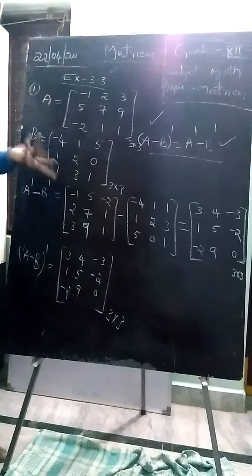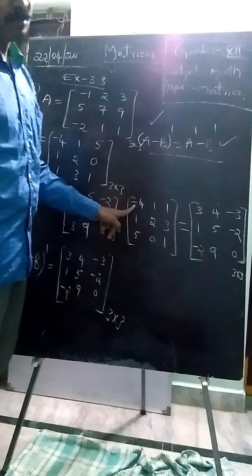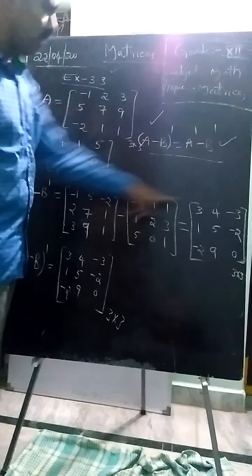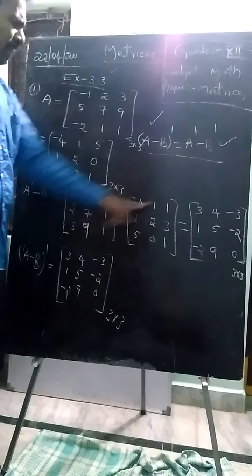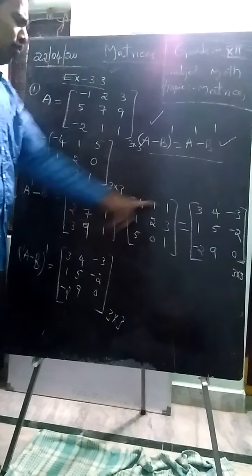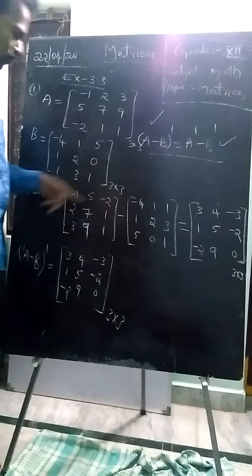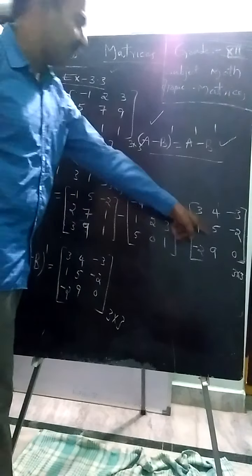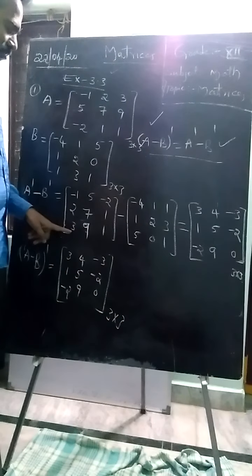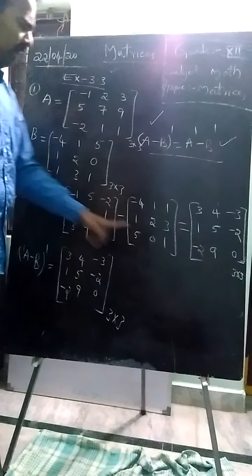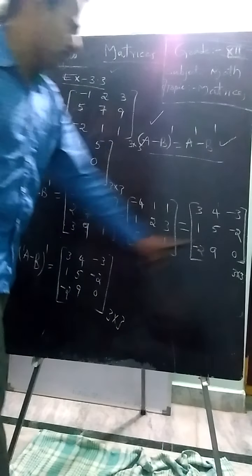Minus means subtraction. The symbol will change wherever possible. Minus 1, minus into minus, yes, plus 1 plus 4, minus 1 plus 4, that is plus 3. 5 minus 1, yes, 4. Minus 2 minus 1, minus 3. 2 minus 1, 1, because 2 is the larger number. 7 minus 2, 5. 1 minus 3, minus 2, the larger number is 3, so the symbol is negative. 3 minus 5, minus 2. 9 minus 0, 9. 1 minus 1, 0.